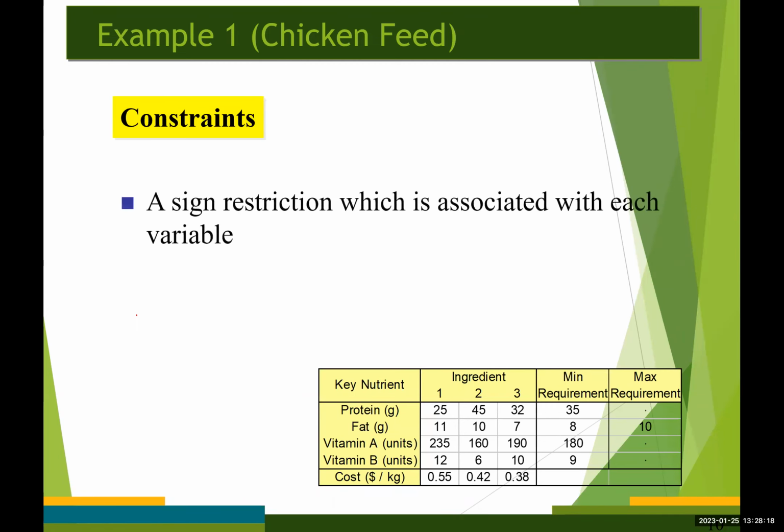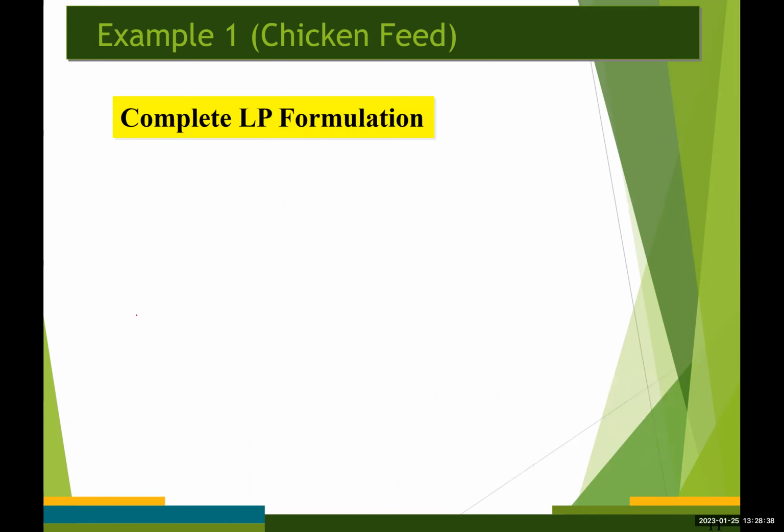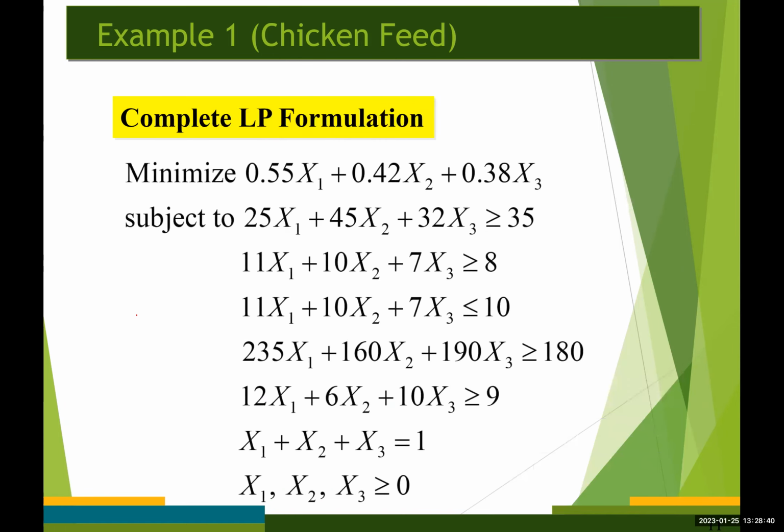And also we need a sign restriction associated with each decision variable. Because each ingredient included in the mixture cannot be negative, it's necessary to restrict the decision variables to be non-negative. So combining all together, this is the complete LP formulation for this example problem.